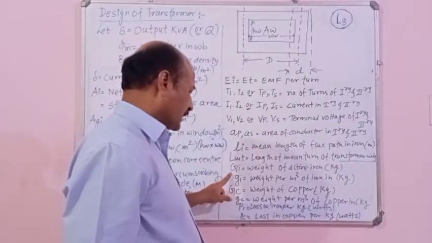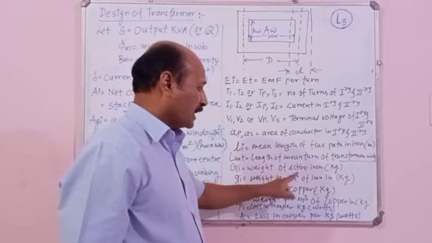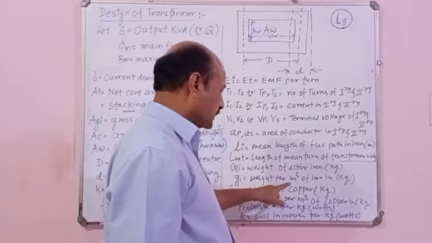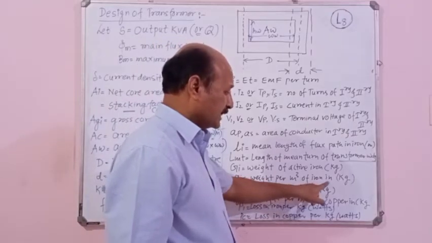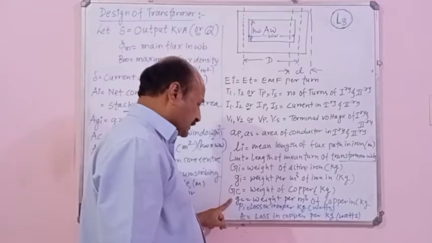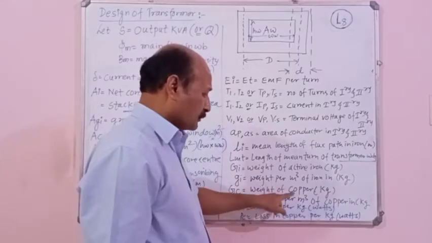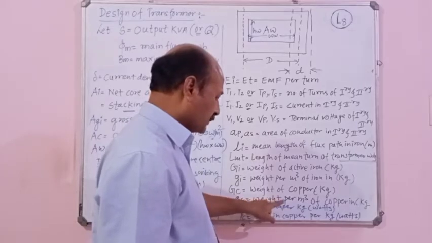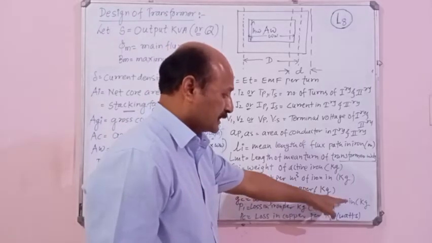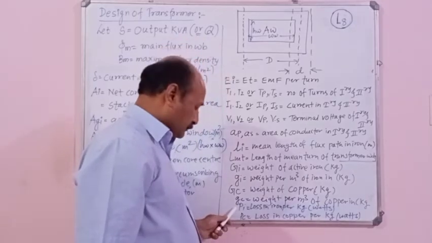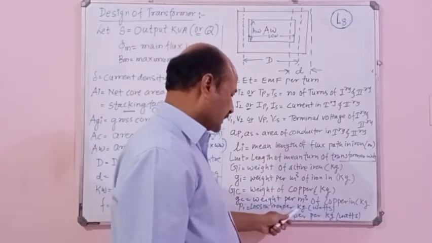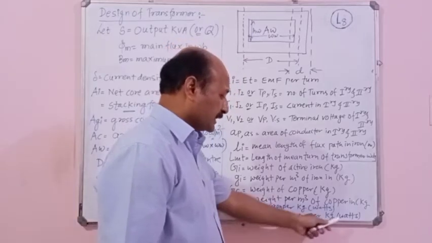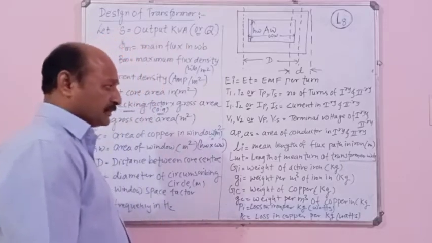Then capital Gi, that is the weight of active iron in kg. Small gi, that is the weight per meter cube of iron in kg. Capital Gc, that is the weight of copper in kg. Small gc, that is the weight per meter cube of copper in kg. Then Pi equals loss in iron per kg in watts, and Pc is nothing but the loss in copper per kg in watts. So these abbreviations are very important.